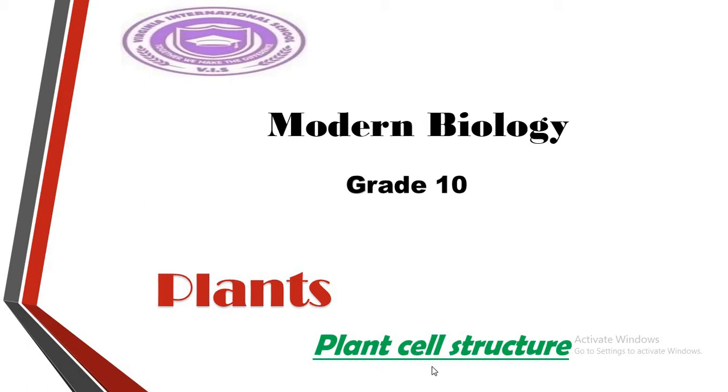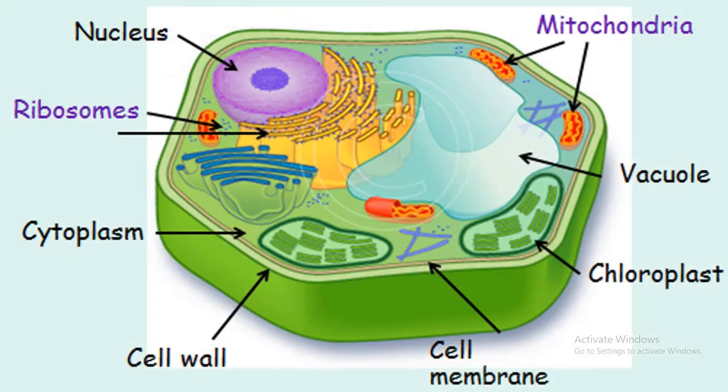Okay, and the plant cell is known as a eukaryotic cell. So this is the plant cell. It's known, like we said, as a eukaryotic cell. This means that it has a nucleus and other membrane-bound organelles. We are going to study each organelle separately, but first, let's take a general look. This is the plant cell.